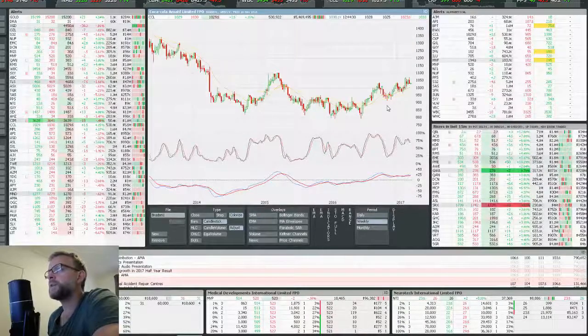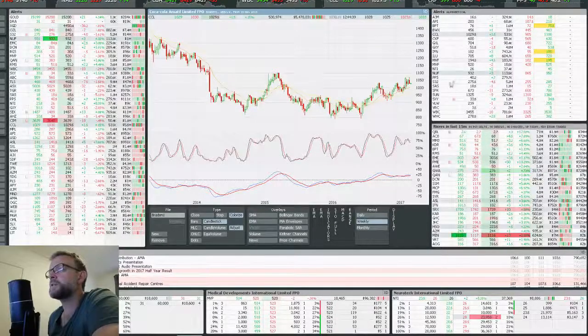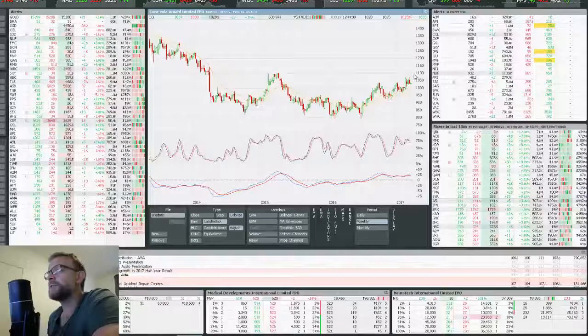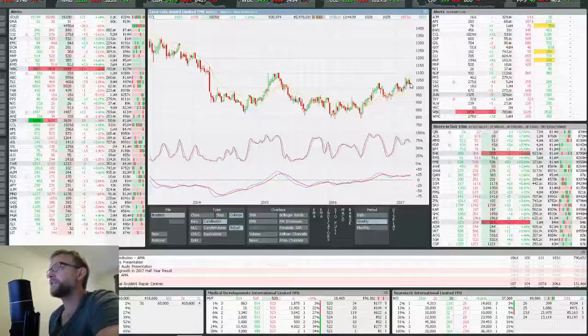It still looks great, and the weekly actually looks really nice. That's the one we like the most. And I'm still expecting a retest of 11, or potentially just a push up through 11.